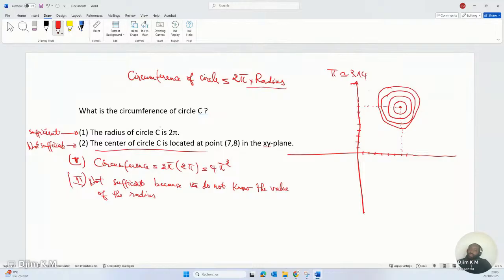Yeah, so when we are evaluating the second condition alone, we do not get the value. We do not take into account the first condition here. So we are evaluating only this one. That's why I'm saying that we do not know the value of the radius, because it seems to be unknown when we are evaluating this one. So the second condition alone is not sufficient, but the first condition alone is sufficient because it gives us the value of the radius.